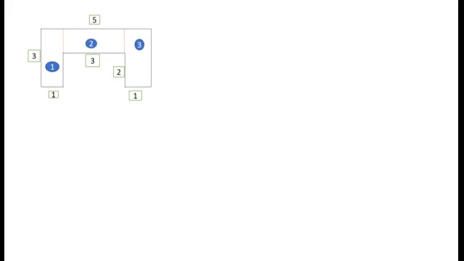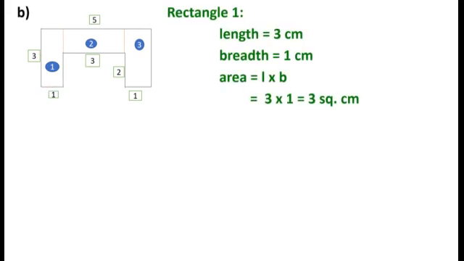Next question you see here, again this figure is given and we have split this into 3 figures. The first one is 3 centimeter and this is 1 centimeter. So you see here, the first figure is a rectangle, length is 3 centimeter and width is 1 centimeter. So area is length into breadth, equal to 3 into 1 equals 3 square centimeter.